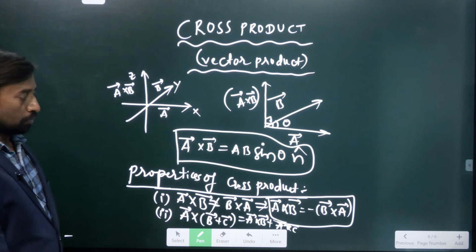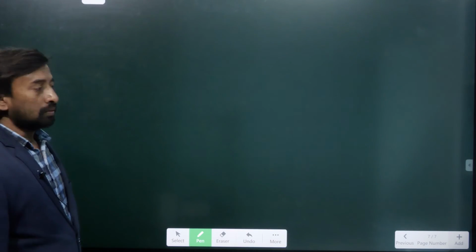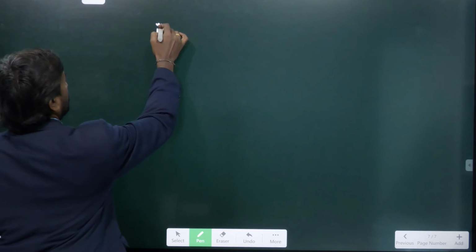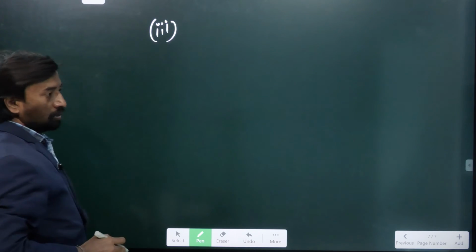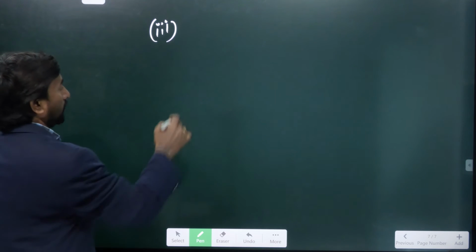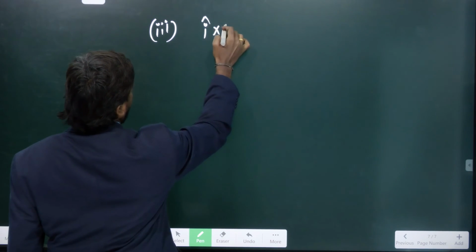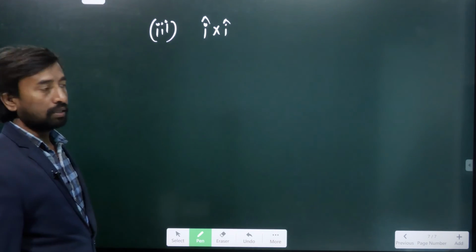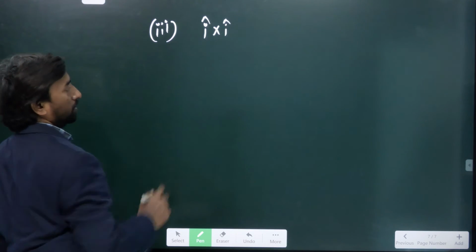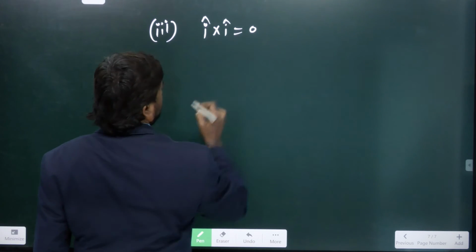And now, there are more properties that we are going to see. Third one: in the dot product we have seen similar unit vectors, like i cap dot i cap, where we got the value 1. So here, what is it going to be? i cap cross i cap is going to be 0 here.